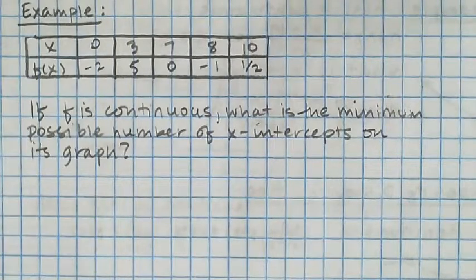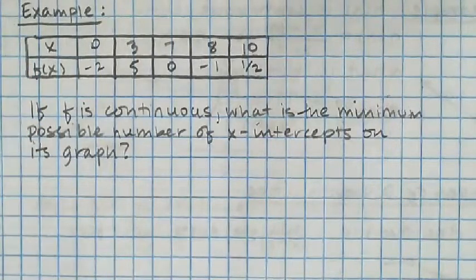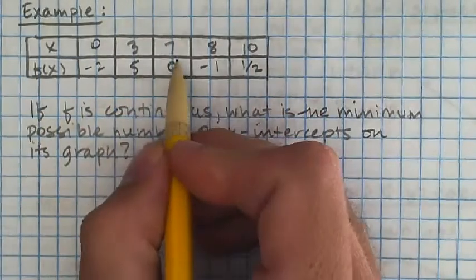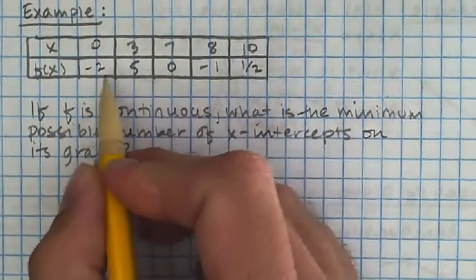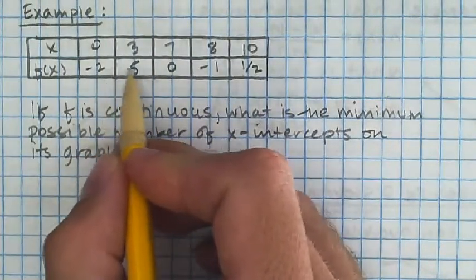If f is a continuous function, with values given in the table above, what's the minimum possible number of x-intercepts on its graph? Okay, and an x-intercept, it's like a 0 or a root. It's a place where f of x equals 0. So I can see already at least one time. But if it's continuous and it goes from negative to positive, it has to pass through 0.